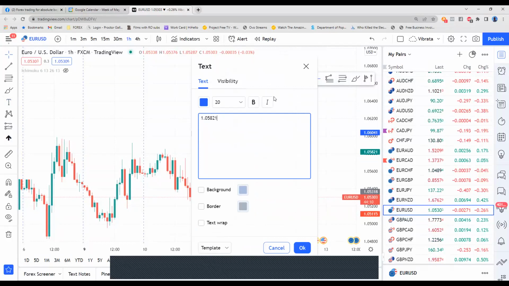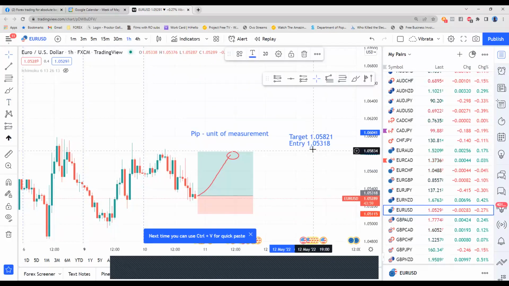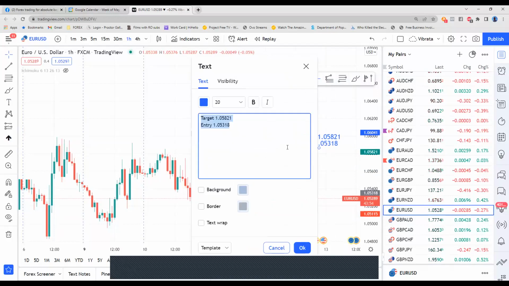1.05821 is our target. Our entry is 1.05318. Now, as I said earlier, the last digit is something we ignore when it comes to trading, okay? So let's imagine that the 1 doesn't exist, and let's imagine that the 8 doesn't exist.